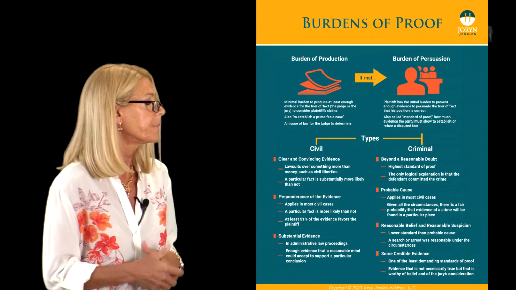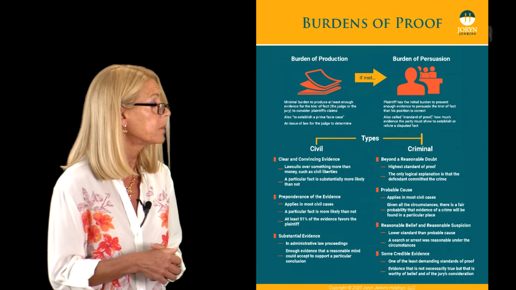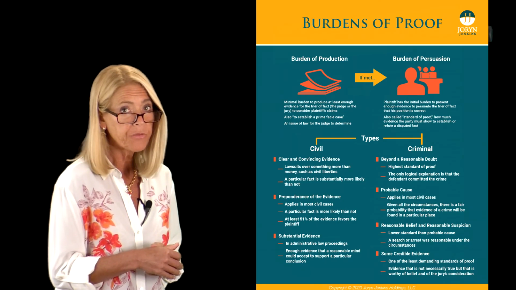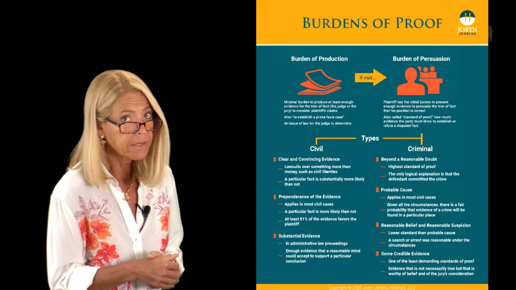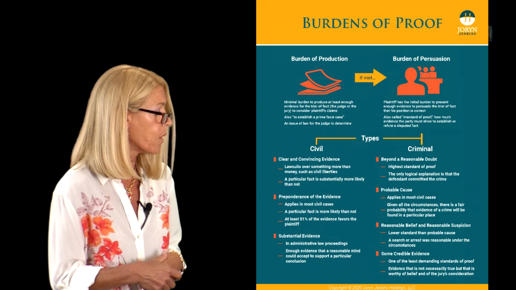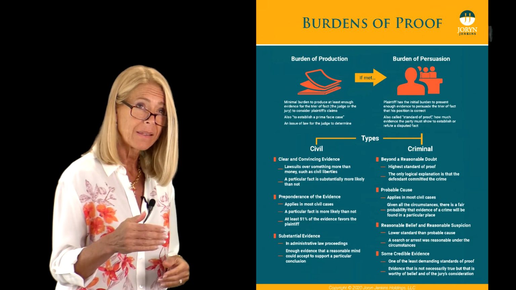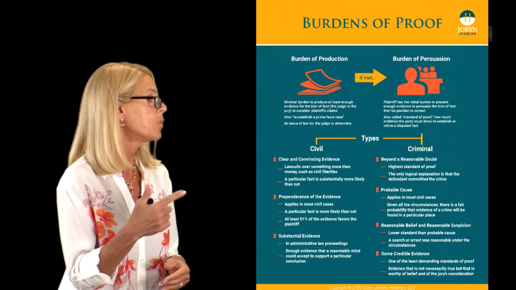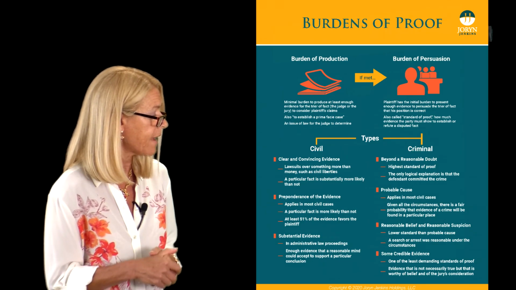Same thing in criminal. In criminal, the most commonly known one is beyond a reasonable doubt. But you also have probable cause, you have reasonable belief and reasonable suspicion, and you've got some credible evidence. So depending on your jurisdiction, and depending on your type of case, and depending on the case that you have to prove, your burden is going to differ. And I've explained each of those 7 most common.